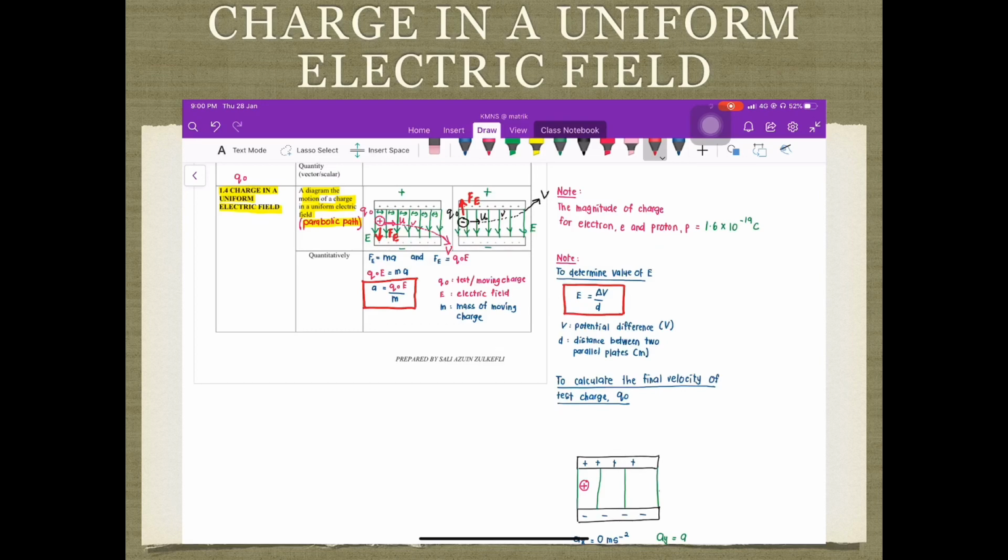Okay, next. The direction of acceleration will be the same as the direction of the electric force. Meaning, the direction of acceleration produced should be the same as the direction of the force.